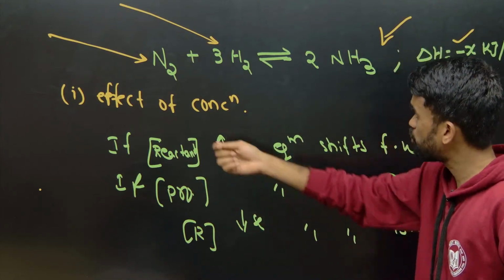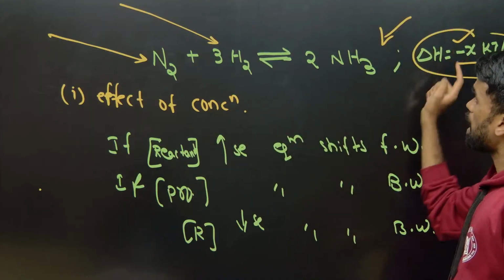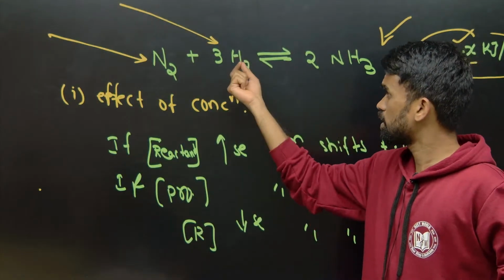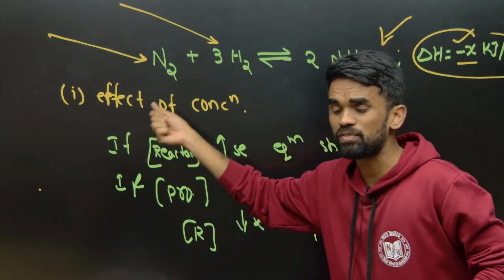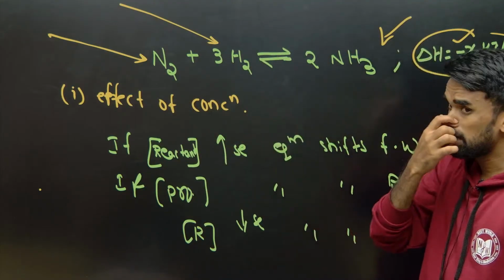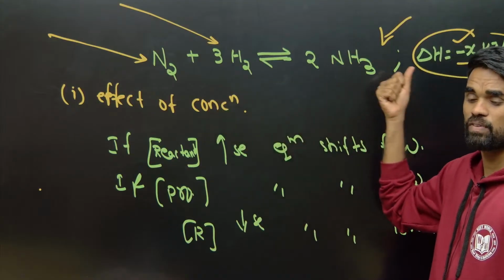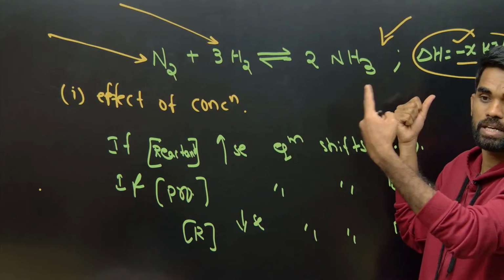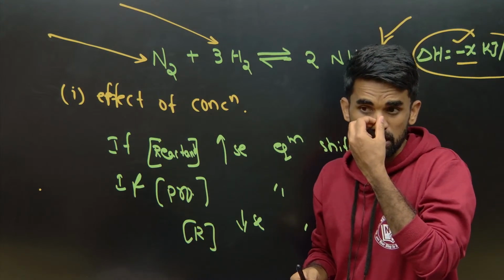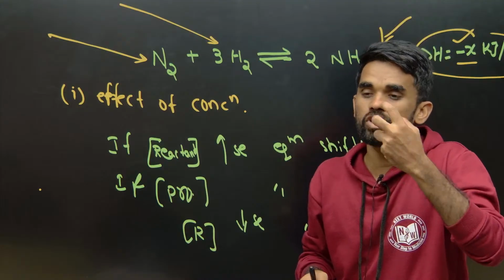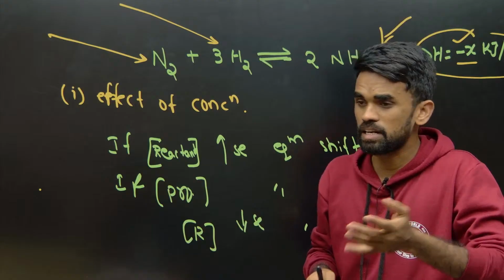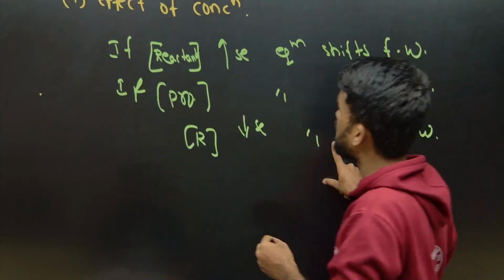Why are we saying this? If the forward reaction is exothermic, then the backward reaction will be endothermic. For a reversible reaction, if the forward reaction is exothermic, backward will be endothermic. So exothermic reactions are favored by low temperature, then endothermic reactions will be favored by high temperature. Why? Endothermic reactions are favored by absorption of heat, and absorption of heat means the temperature will be increased. So you got the effect of temperature now.